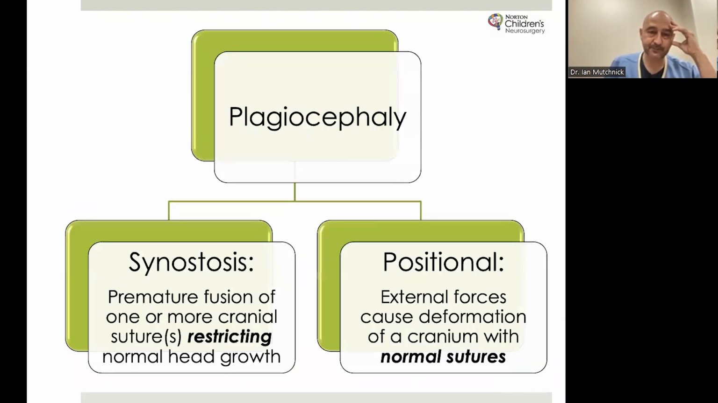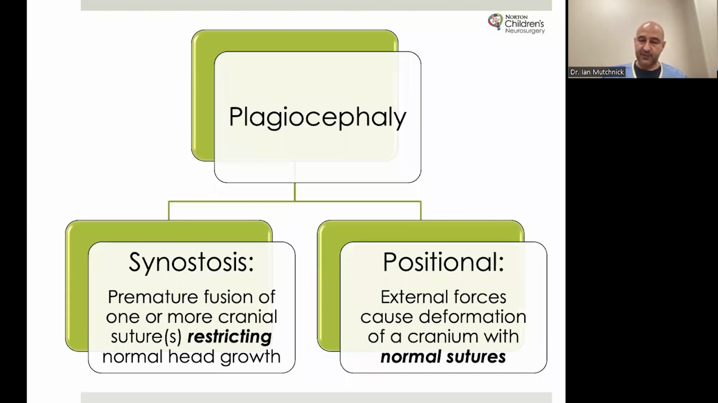We'll start here. Plagiocephaly has two main categories. One is synostosis, a premature fusion of one or more cranial sutures, which restricts normal head growth. That's a really important distinction when you're looking at heads and how they pattern. If that skull looks like it's been restricted across a suture, that's likely synostosis. If it looks like it's been deformed by external forces, then it's positional.